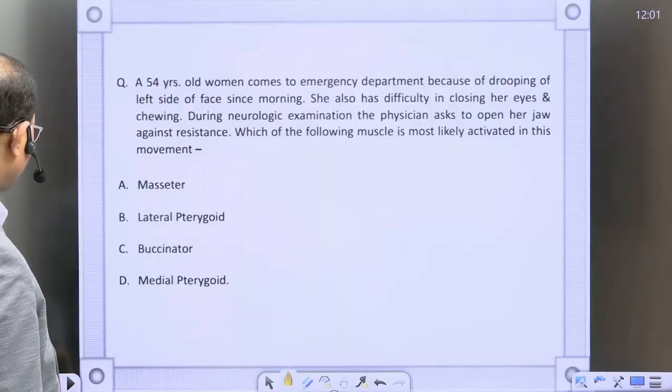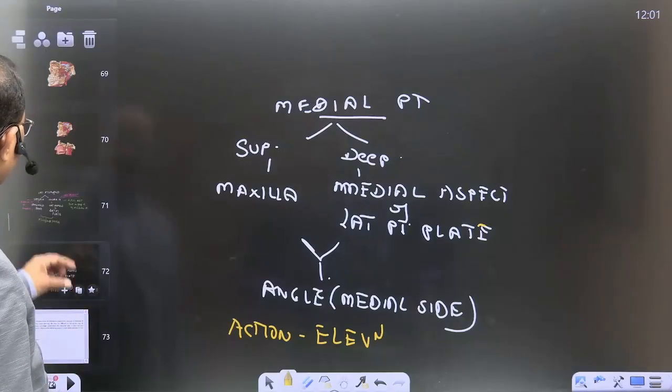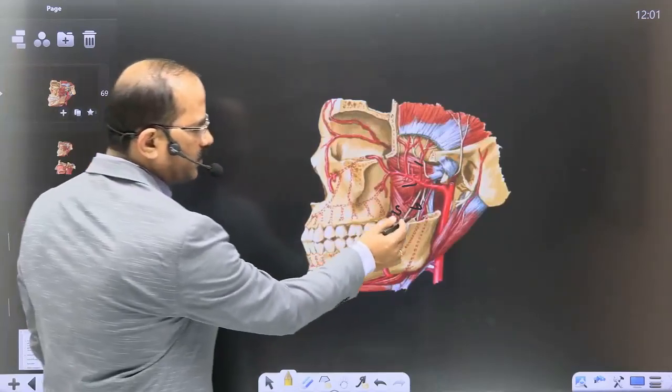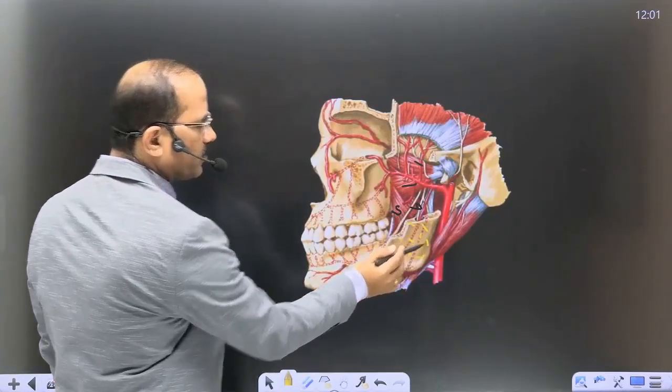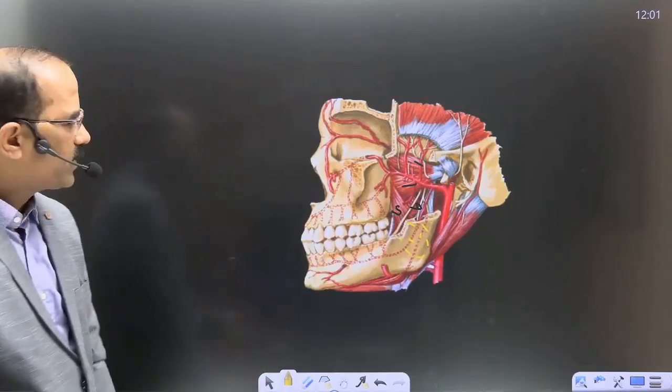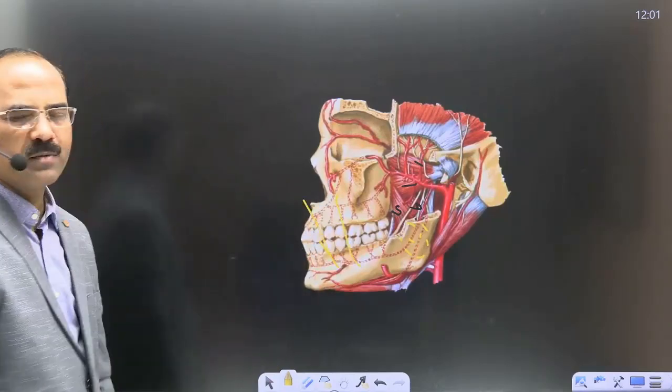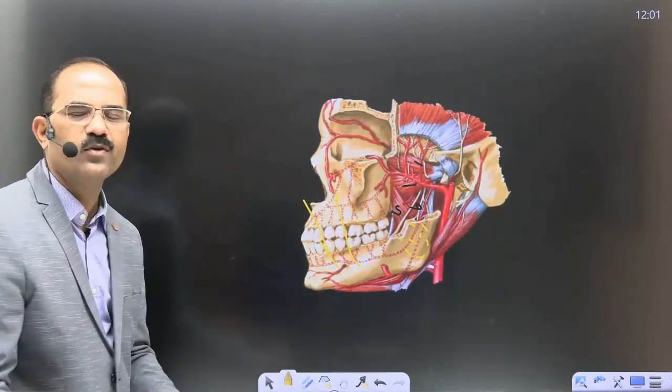Look at this slide. Look now. The medial pterygoid gets inserted on the angle, but inside. So when these two heads contract, what are they going to do? They're going to pull the mandible up. So what is that? Elevation of the mandible. Fine, students. Clear to all of you?